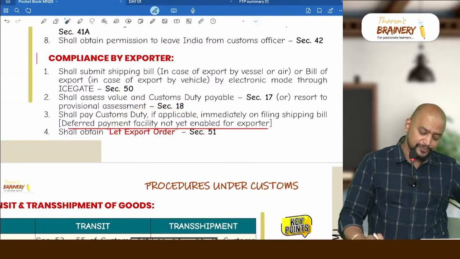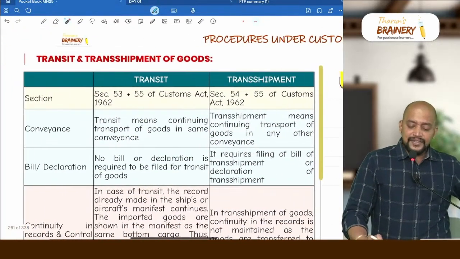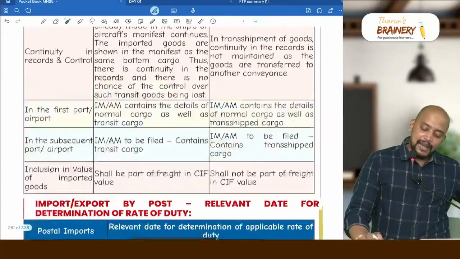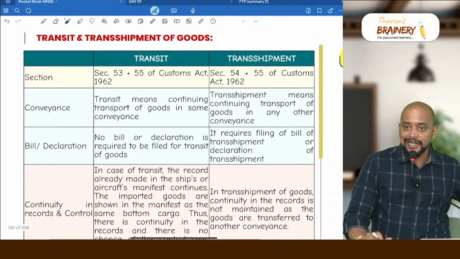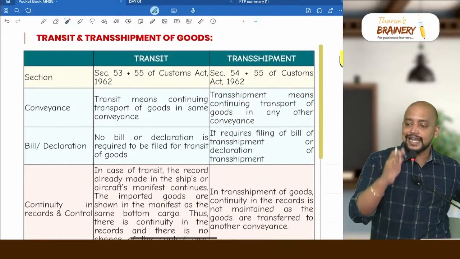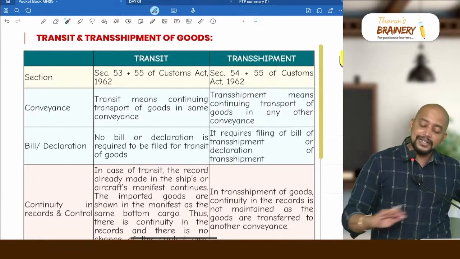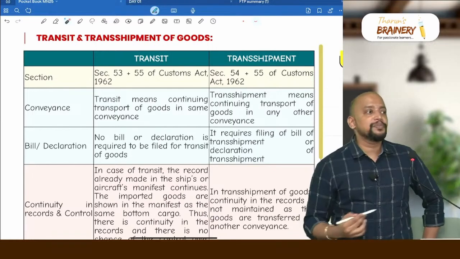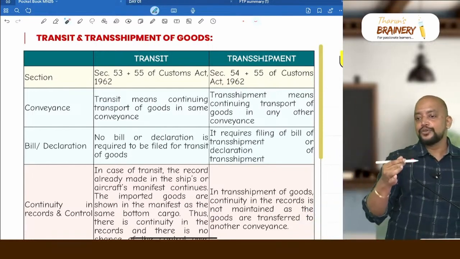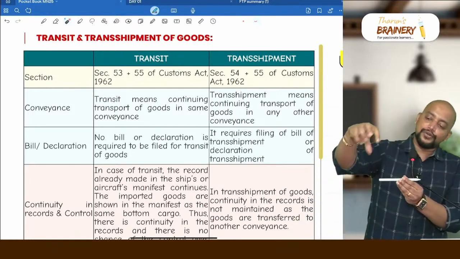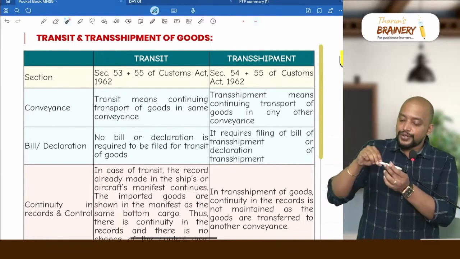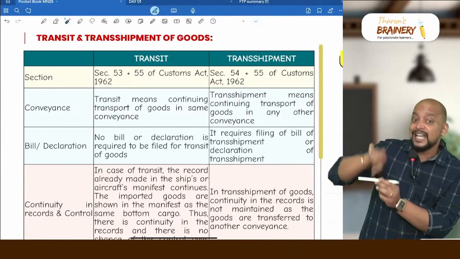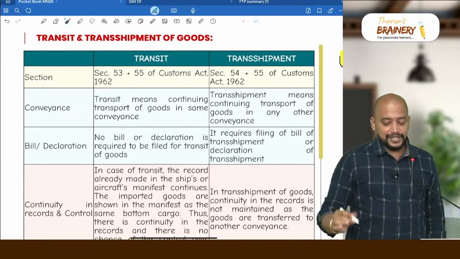Then we have transit and transshipment. Transit means what? The same conveyance which is bringing the goods to India in the first port is taking them to another port, and it is called goods in transit. But the opposite of it is transshipment. Transshipment means when a vessel is bringing some goods into India, first it will unload the goods in one port, thereafter the remaining goods will be taken to another port or airport, not in the same conveyance but in a different conveyance, that is called transshipment.